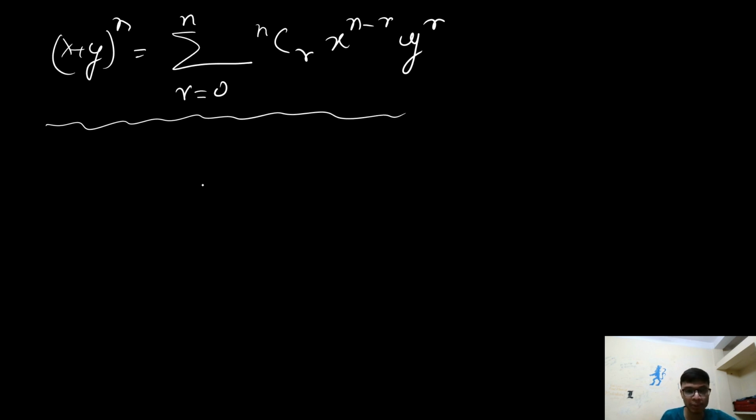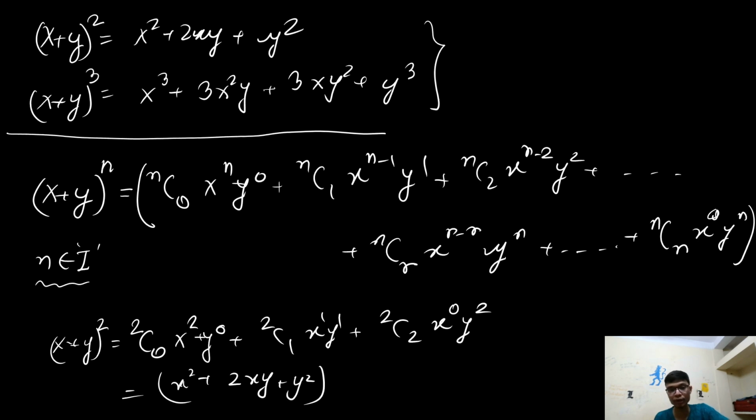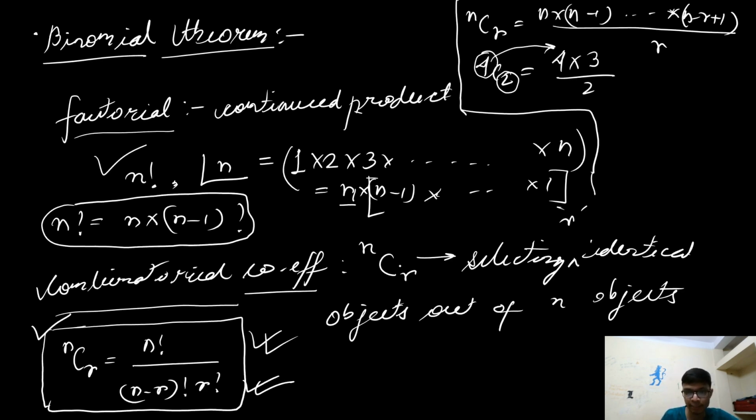Now I will be taking a few minutes. If you have covered the topic of permutation and combination, then you will have a good understanding. In case you don't, you have to remember this particular relation, that nCr basically means selecting r identical objects out of n objects.